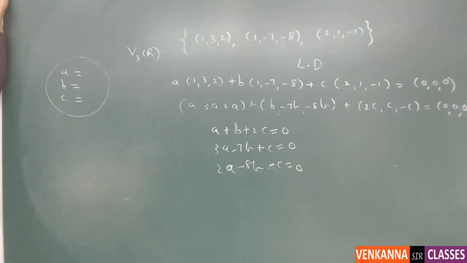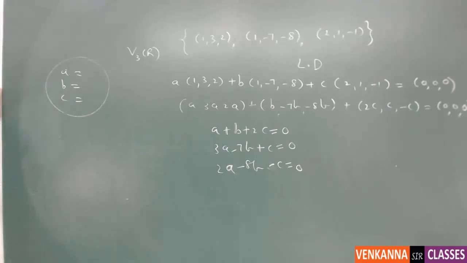This is nothing but a system of equations, and it is a homogeneous system. Right side values are 0. So how do we solve a homogeneous system? Take the coefficient matrix, apply the row operations, reduce that into echelon form, and based on echelon form, we will find trivial solution or infinite number of solutions. Whatever the possible case, we will mention that.